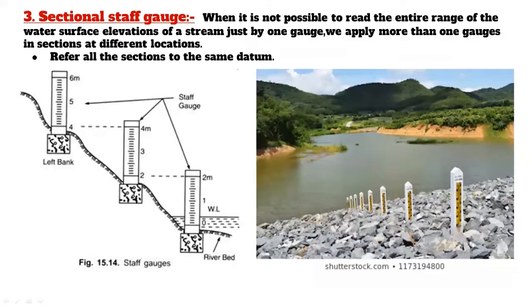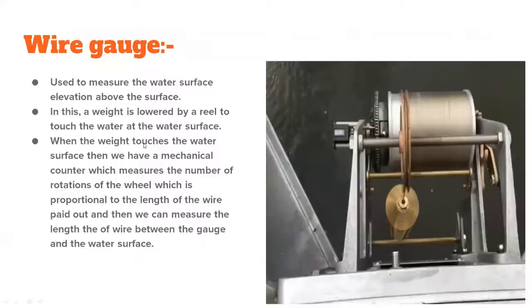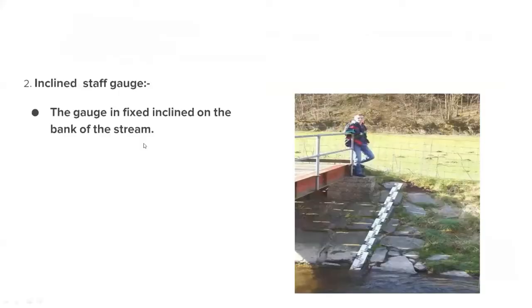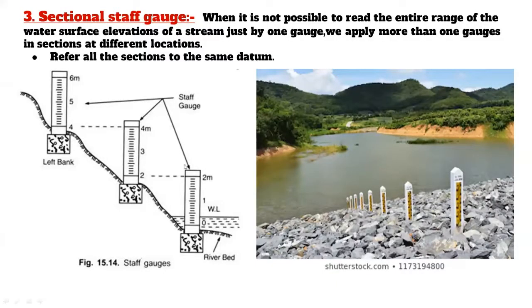The third one is sectional staff gauges. Sometimes one single gauge is not enough to read the entire range of the water surface elevation of a stream. So we apply more than one gauge in sections at different locations. One thing that we need to ensure is that all the sections refer to the same datum. As we can see here, this is from 0 to 2, then this is 2 to 4, and this is 4 to 6.